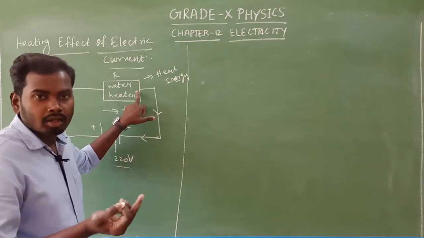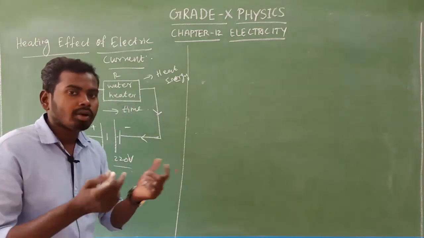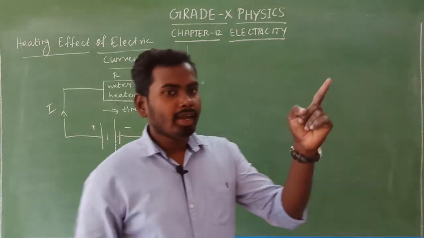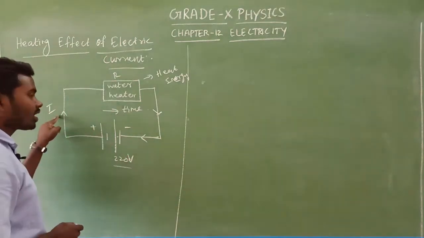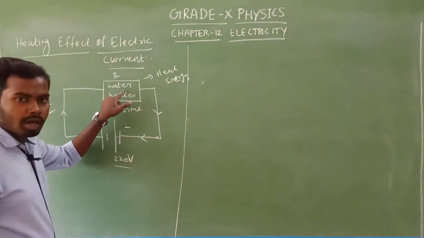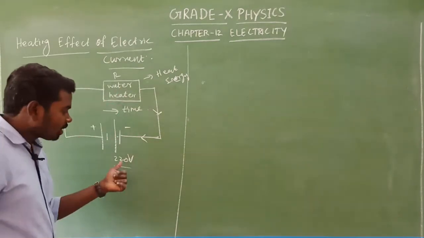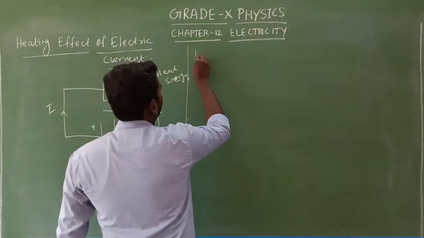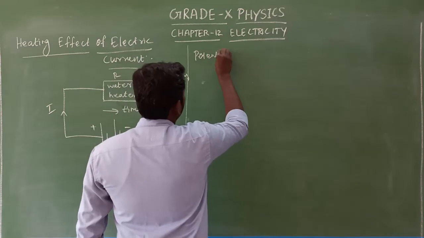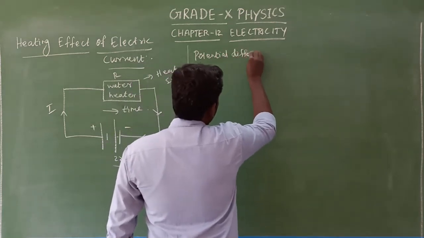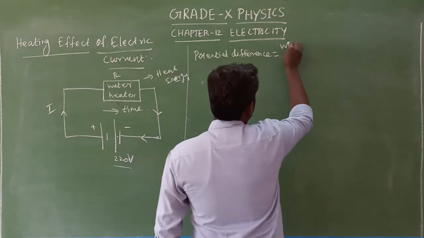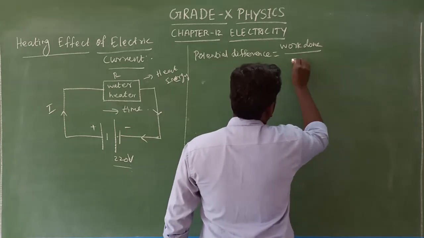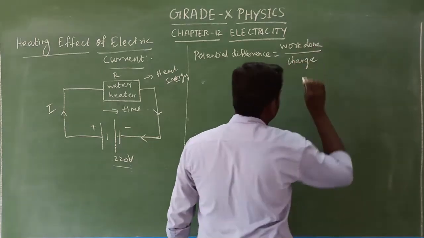Here work is done. So what is the formula to calculate work done? You tell me. What is the formula to calculate the work done in terms of voltage and current? Now this point, very important point. What is the formula to calculate the work done in terms of voltage and current? Yes, very good. That is potential difference. Yes, very important formula. Potential difference is equal to work done divided by charge.